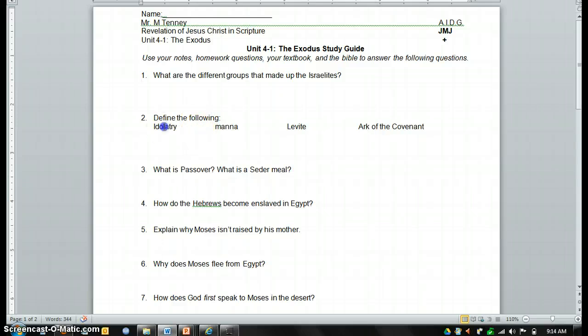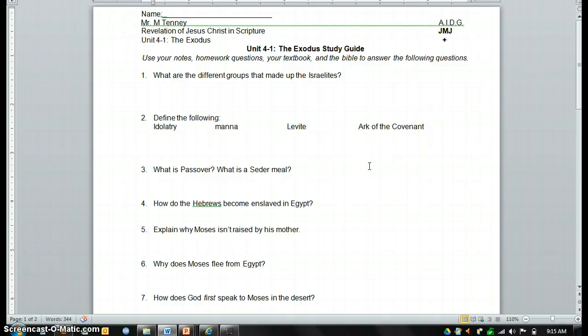Define the following. The term idolatry means the worship of creatures or man-made things instead of God. Manna is the unleavened bread that God gave them in the desert. He said it appeared on the ground, kind of like frost in the morning. A Levite is someone from the tribe of Levi, who is the tribe of priests. That's Moses and Aaron's tribe.